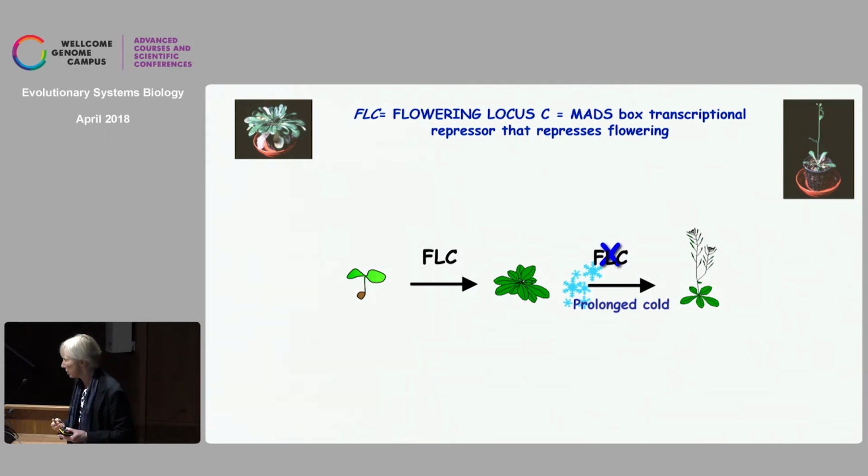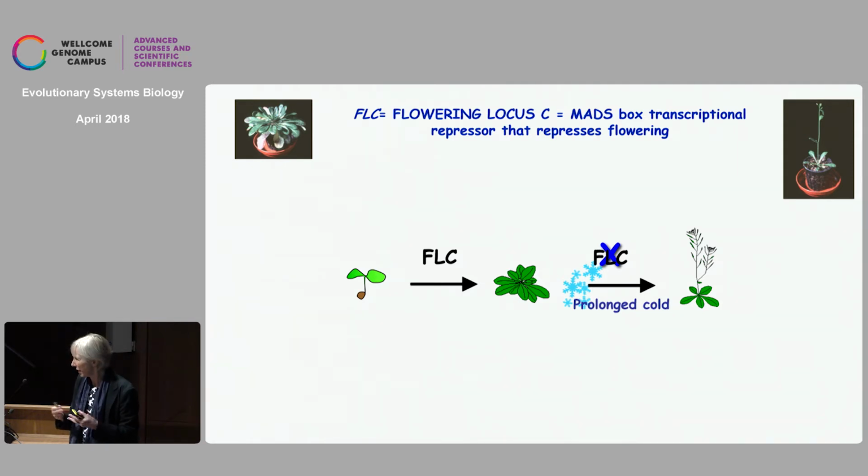It's a MADS-box transcriptional repressor that keeps off all of the genes in the meristem that are required to switch to a floral fate. So in fact, most of what I'll talk about is how that gene is switched off by the cold, this epigenetic silencing of FLC. But actually, the winter rapid cycling habit is also determined by a quantitative transcription of FLC, and right at the end, I'll just get back to that.